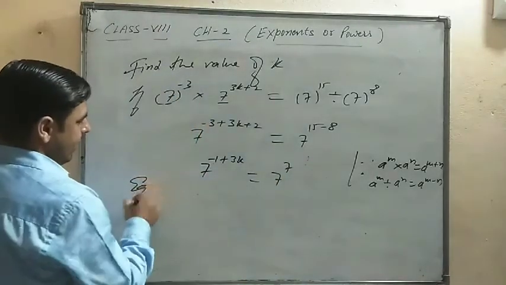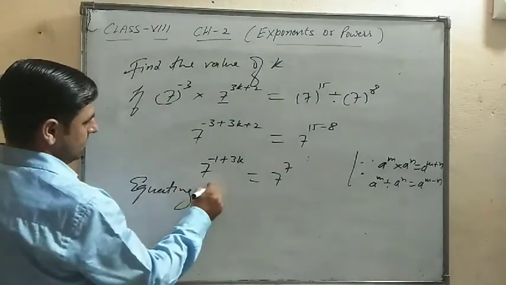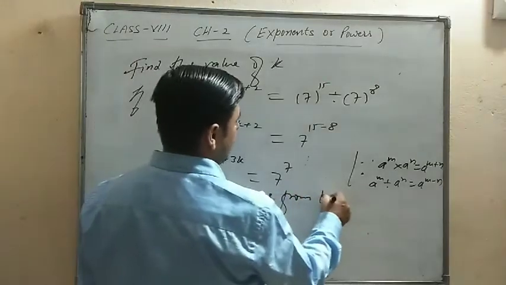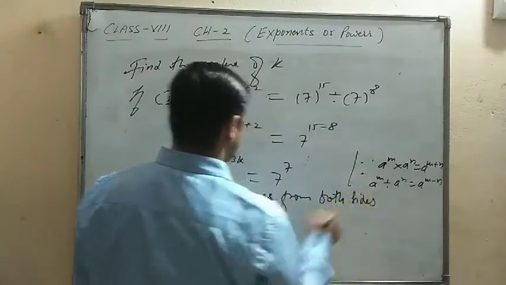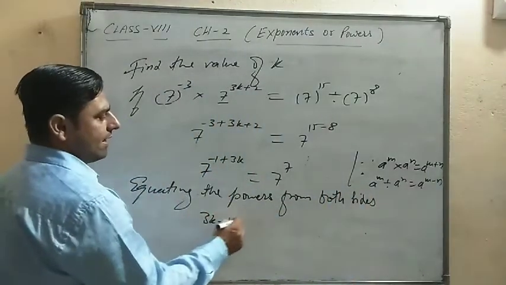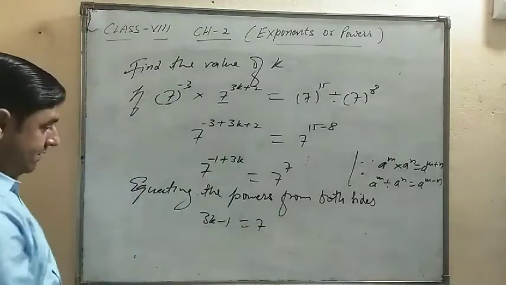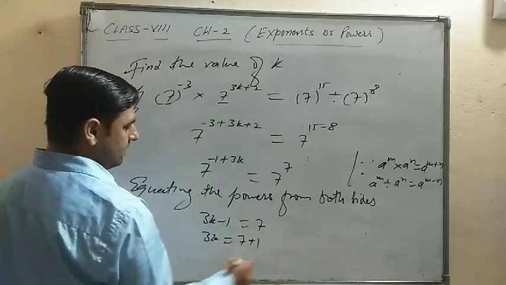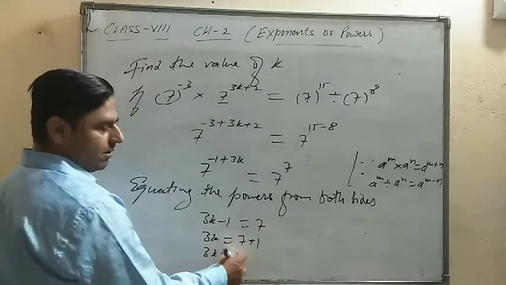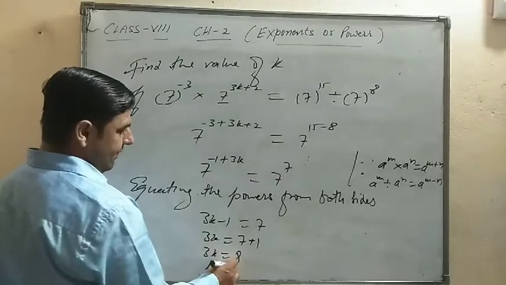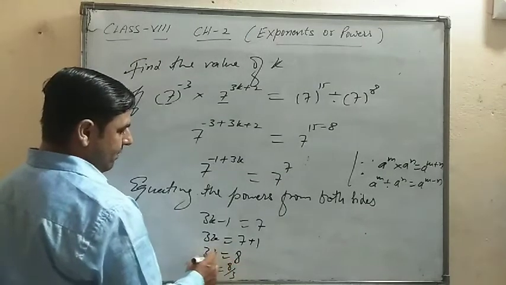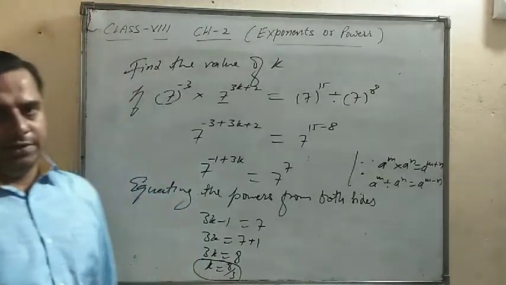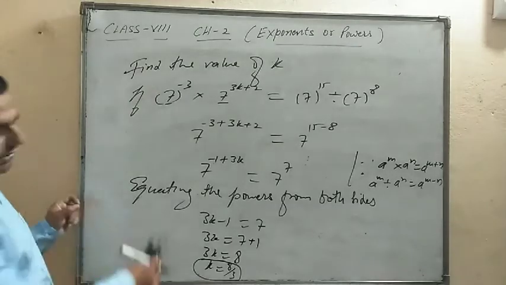So now equating the powers from both sides. The powers: 3k minus 1 is equal to 7. So 1 will be transposed and written in positive form. So 3k is equal to 8. So 3 will be divided, it will be divided by 3. So k is equal to 8 by 3. Okay. Next question.